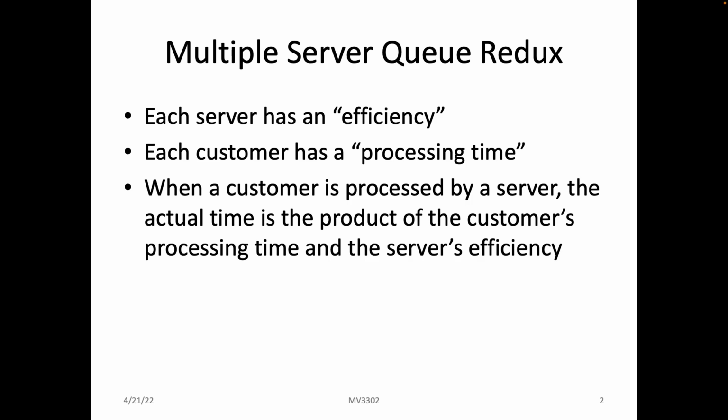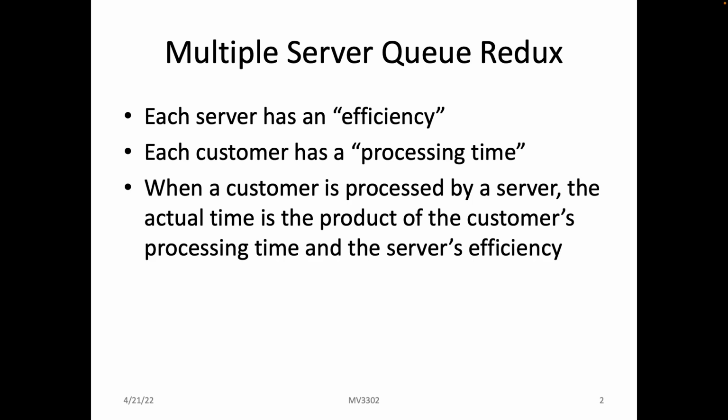So the idea here now is that, instead of just having one, the actual time it's going to take to process a given customer is going to be the product of the two: the product of how much processing time the customer requires and how efficient the server is.